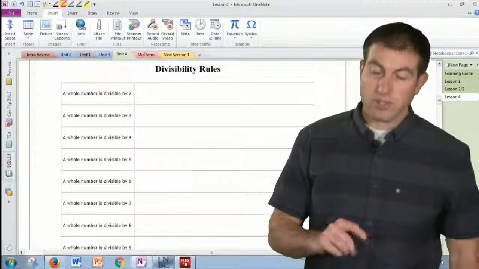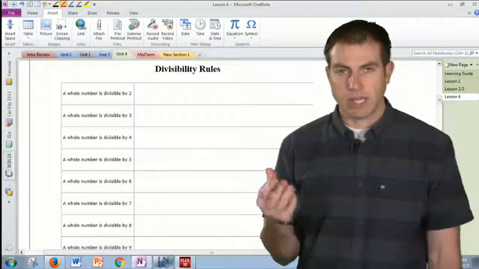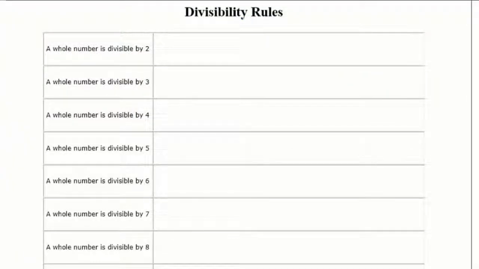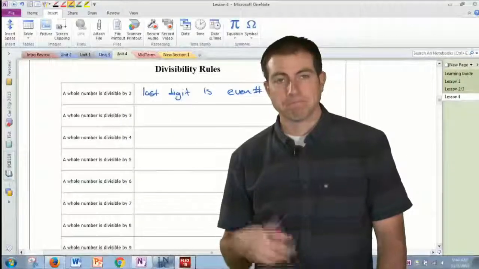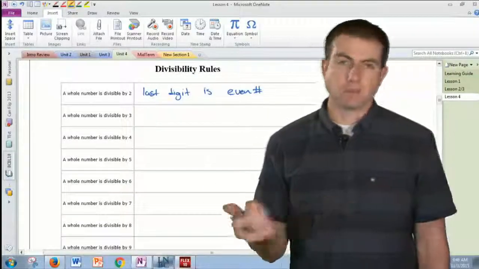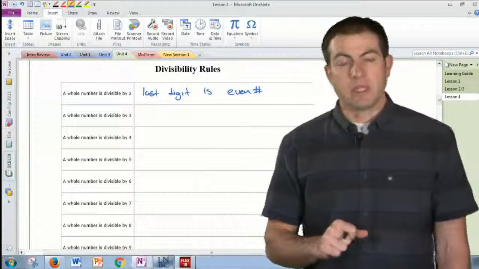So if a number is going to be divisible by 2, the number will have a characteristic. So if the last digit of our number is even, then it's going to be divisible by 2. Any number, the last digit's an even number, it's divisible by 2. There you go. How about the divisibility rule for 3?